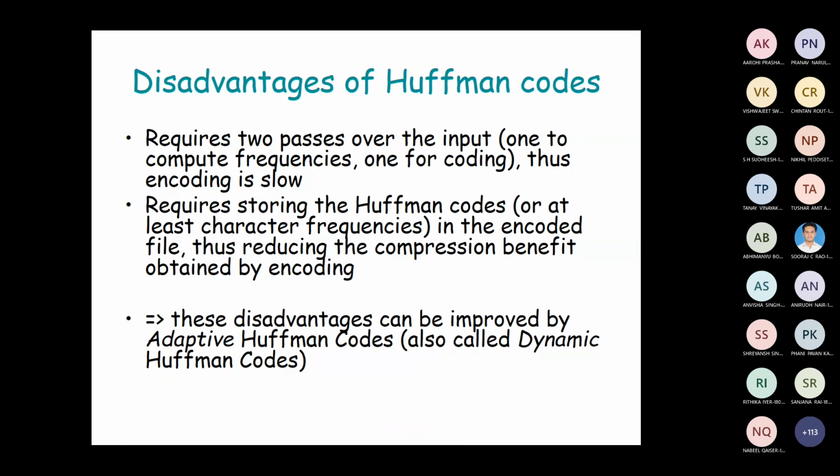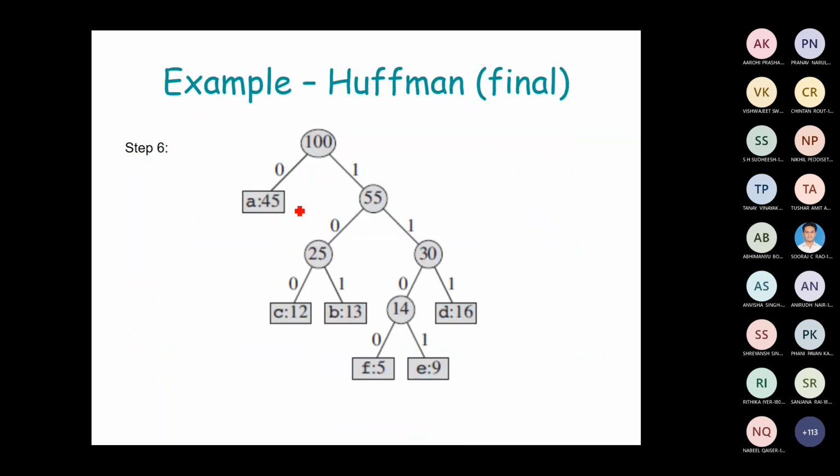I'll show you the final tree. A is 0. B is 101, C is 100, D is 111, E is 1101, and F is 1100.